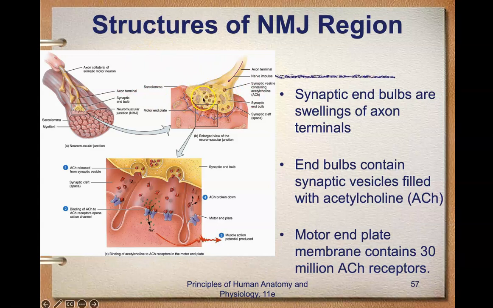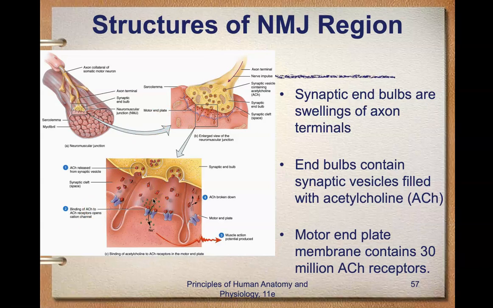These synaptic vesicles are filled with a very special neurotransmitter called acetylcholine, which we're going to abbreviate as ACh. Hopefully you'll get familiar with that. Acetylcholine is a long word to write out, so we abbreviate it ACh. The motor end plate membrane contains up to about 30 million acetylcholine receptors. So lots of acetylcholine being released, and lots of acetylcholine receptors to receive that message.